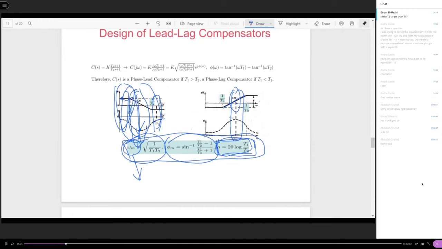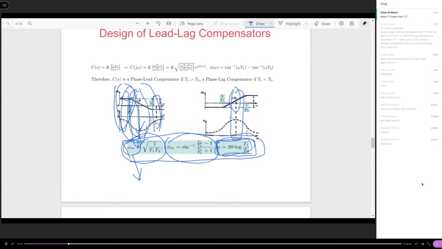This way, you're going to take the greatest advantage of the phase lead compensator, because you're trying to design the peak phase right at the crossover frequency. That would be wonderful, okay? That way you enjoy the biggest benefit from the phase lead compensator.